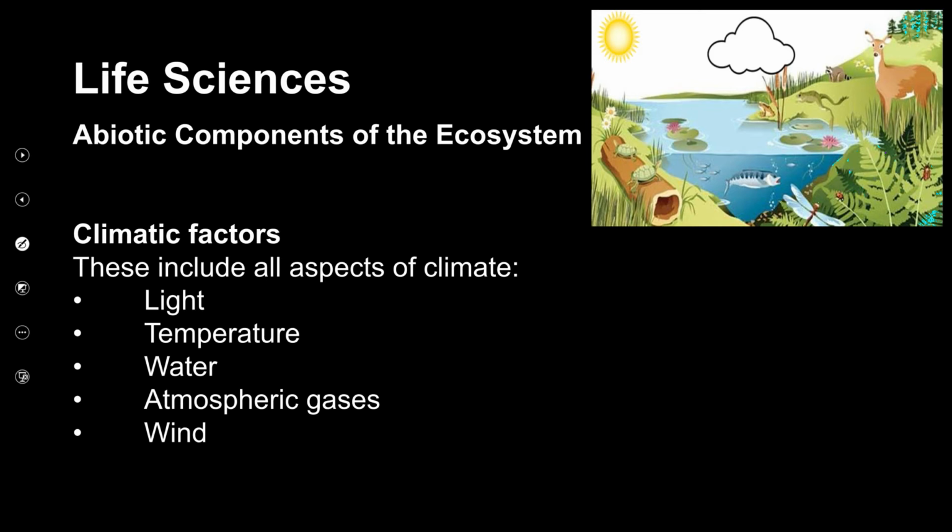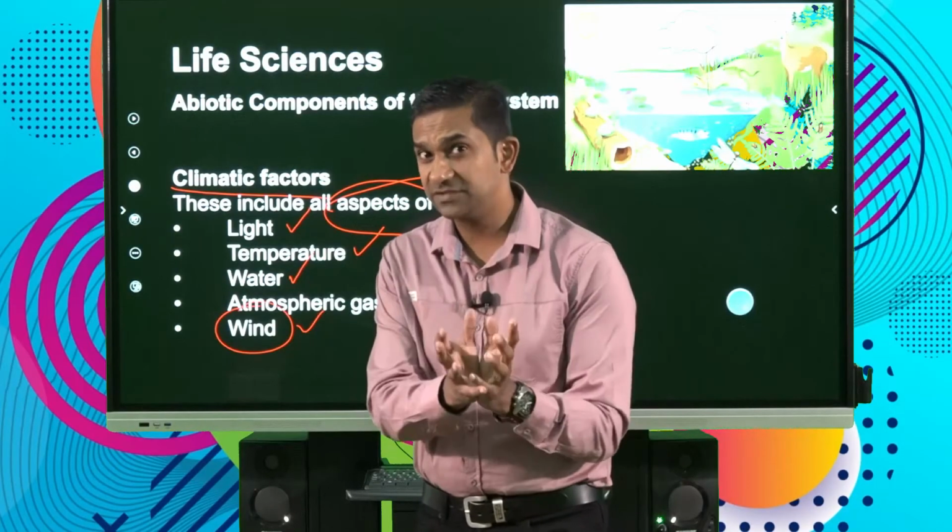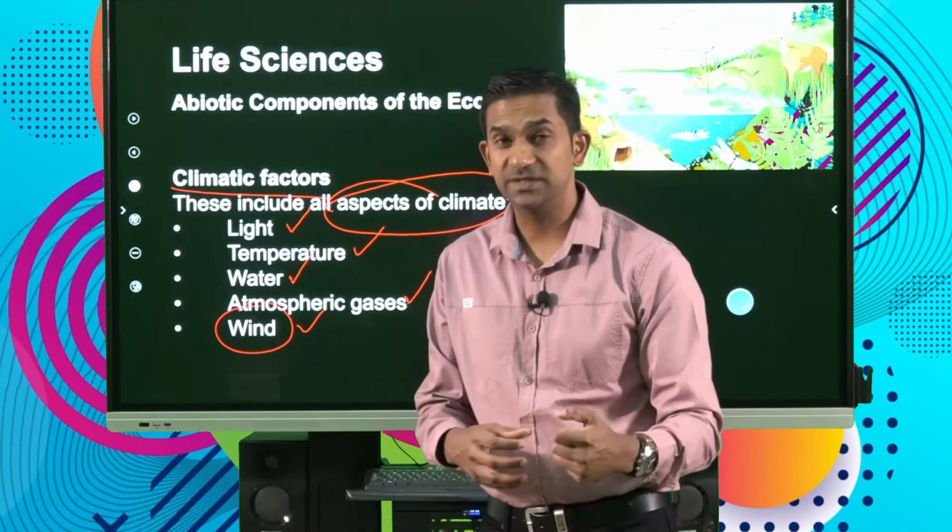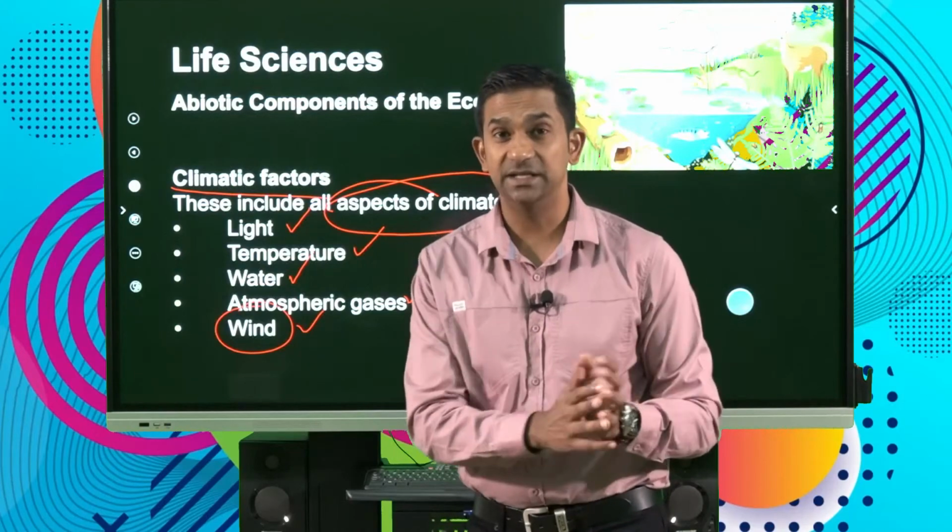When we talk of our climatic factors, we refer to those factors that are aspects of the climate. So the light and the availability of light, the temperature of the environment, the type of water and the amount of water, so it could be fresh water or marine, the composition of atmospheric gases, as well as the velocity of wind in those areas. These are the climatic factors, and all of these factors collectively can influence the diversity of life forms in an ecosystem.